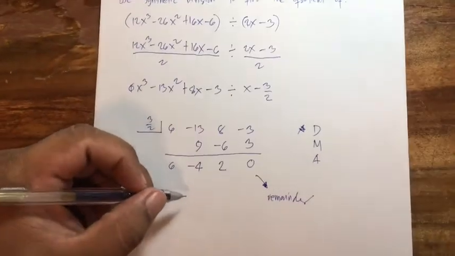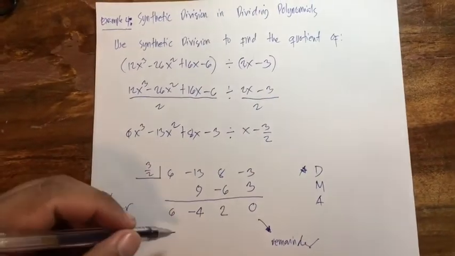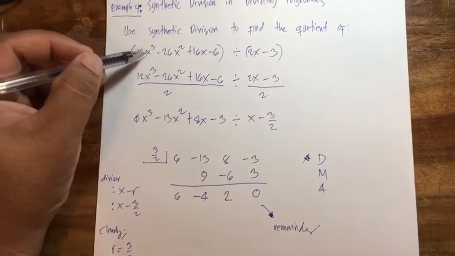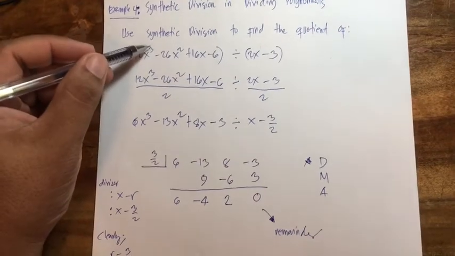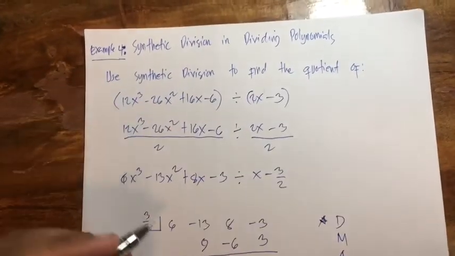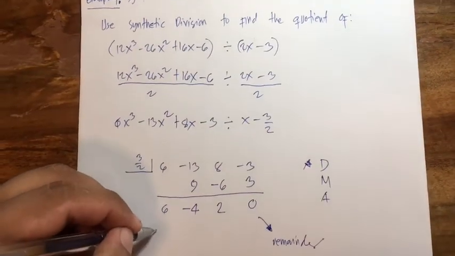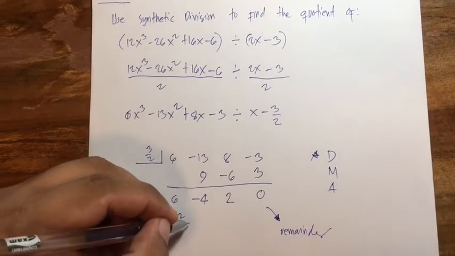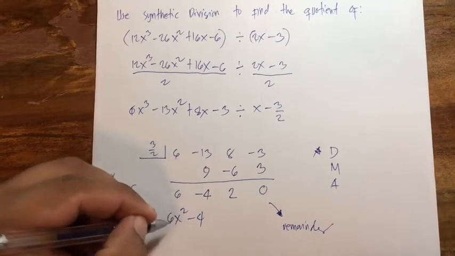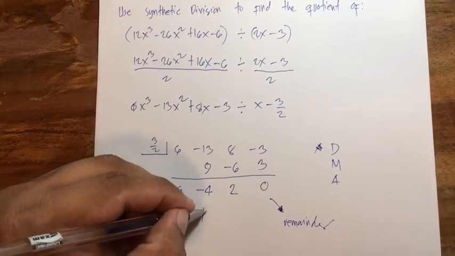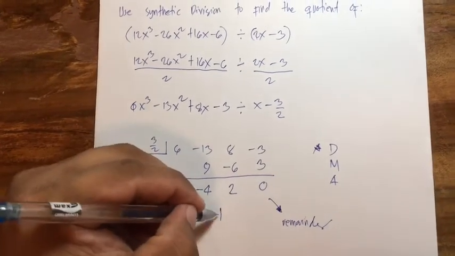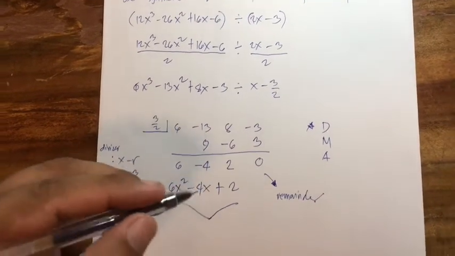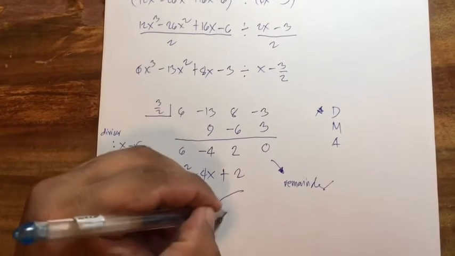So we will write our quotient. So 1 less than the degree of the polynomial or dividend, x cubed divided by x. So this is x squared. So we have 6x squared then write negative 4 after 2, negative 4x, then plus 2. So automatically, this is our quotient.